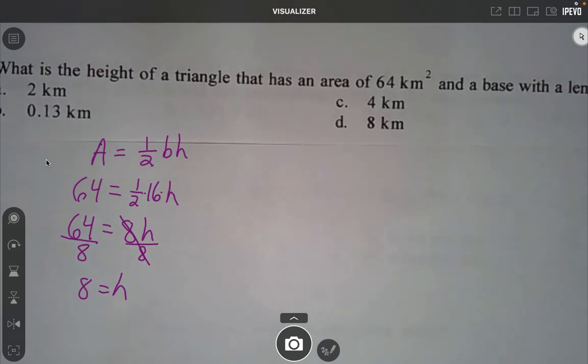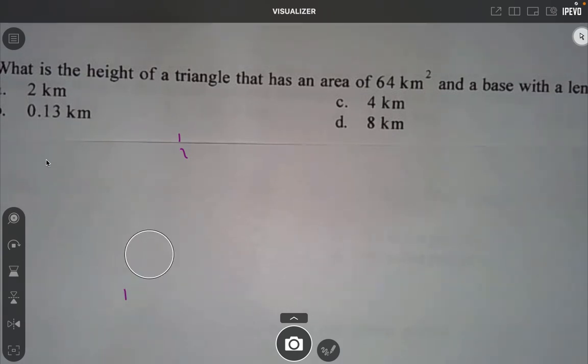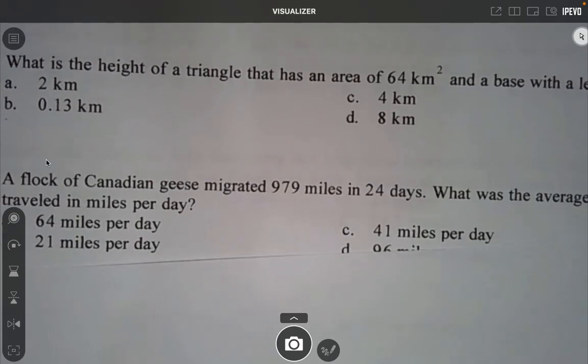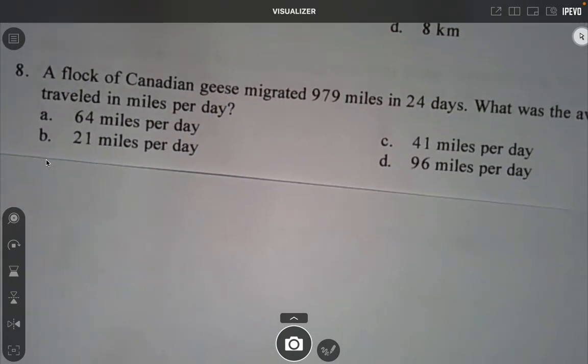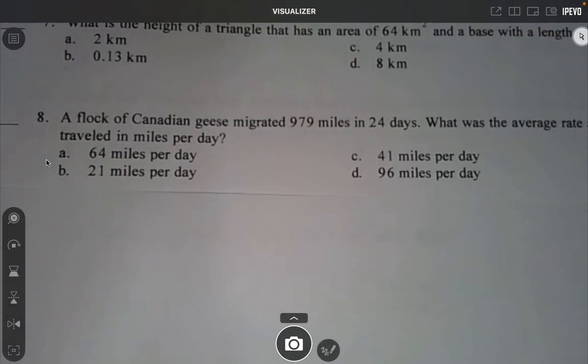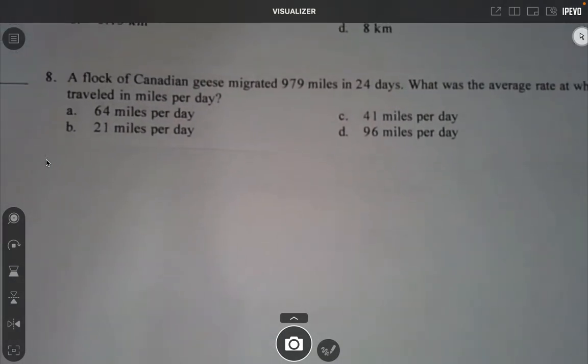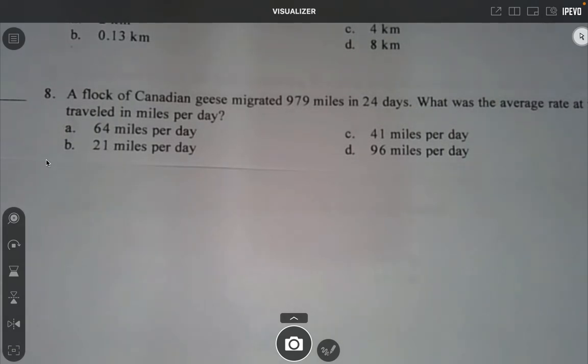Anybody copying? Y'all might have that one from yesterday. Okay. Then the next one. A flock of geese migrated 979 miles in 24 days. They want to know how many miles is that in one day. You just divide. Remember that was that whole unit thing? So if you divide the numbers, it'll tell you the average rate in one day.